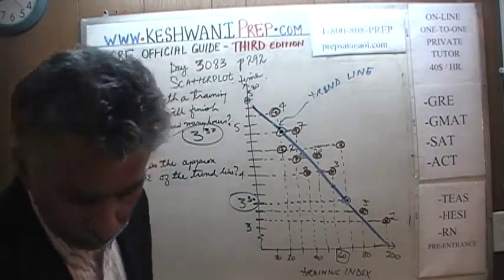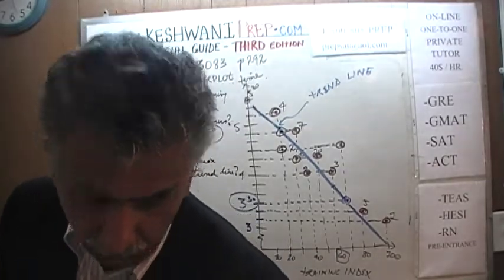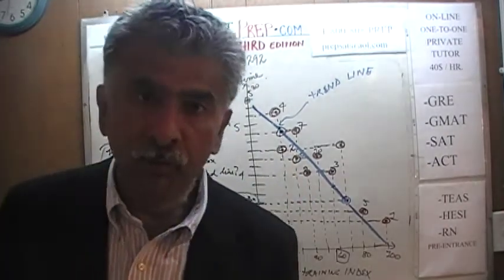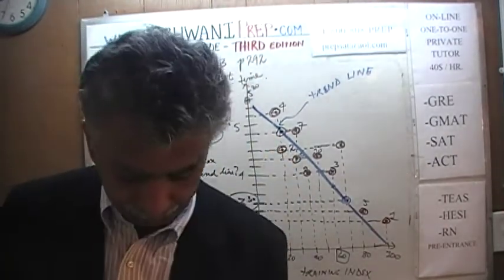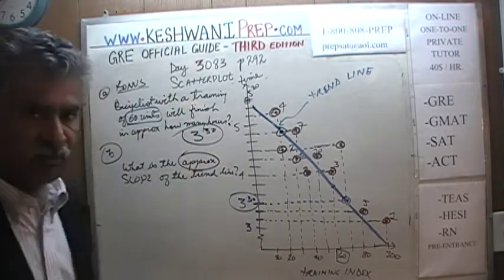So let's do this, shall we? We have to pick 2 points, any 2 points, as I said. You understand? Any 2 points will do, as long as they are on the trend line, as long as they fall on the blue line, we should be able to estimate the slope of this line. And that's what they're looking for. They're looking for the estimate. Approximate slope.